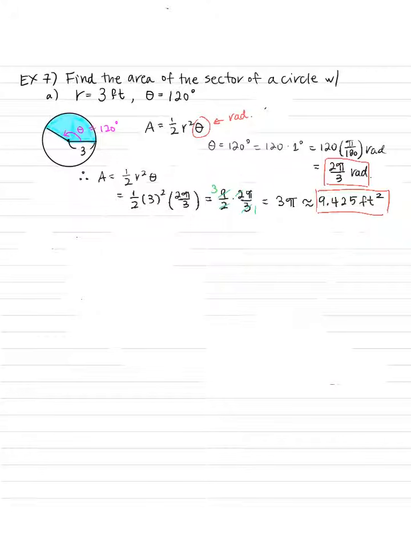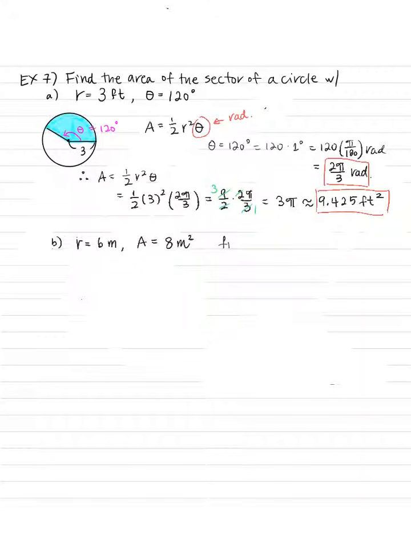Okay, so let's do another example, but something a little bit different. So let's go with part B. Now suppose you're given that the radius of the circle is 6 meters, and the area is given to be 8 square meters. Now what I want you to do is find theta in radian measure.